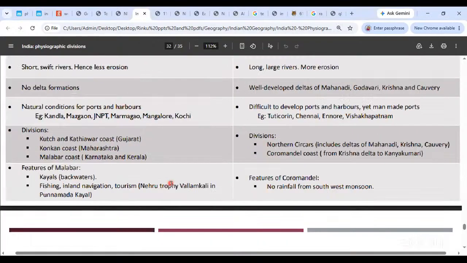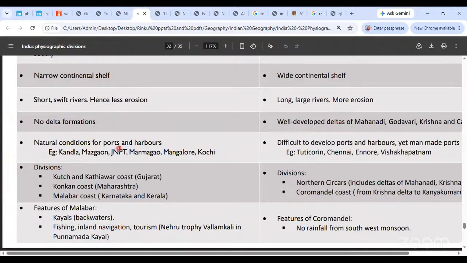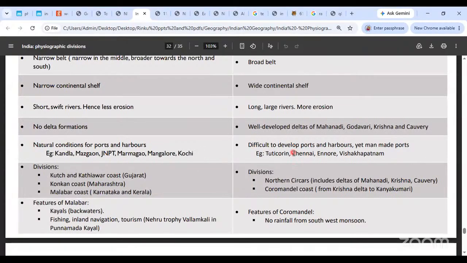Okay, Western coastal plains offer very natural conditions for ports and harbors because the coast is very well indented, with a narrow continental shelf and deeper coast. Also Kandla, Mazgaon, JNPT, Marmagaon, Mumbai, Mangalore, Kochi, all of these major ports you will find over there. On the other hand, the eastern coastal plains are not an easy place to develop ports and harbors, but you will see man-made ports over there. Tuticorin, Chennai, Ennore, Visakhapatnam. Visakhapatnam is entirely landlocked. We've just carved a channel in the rock to make the ships come in and go out. Okay, that is a different thing altogether.